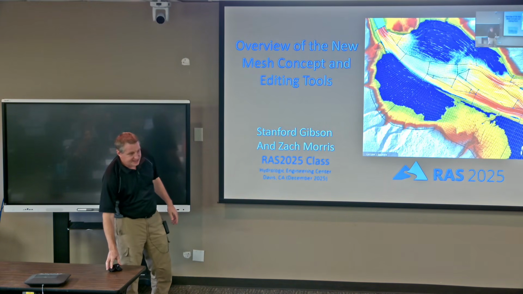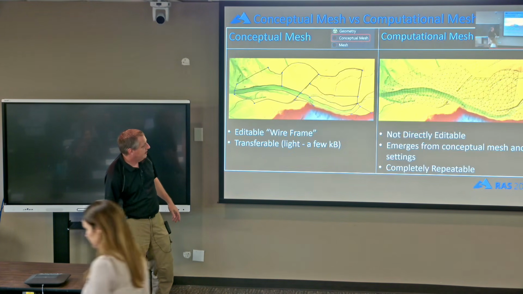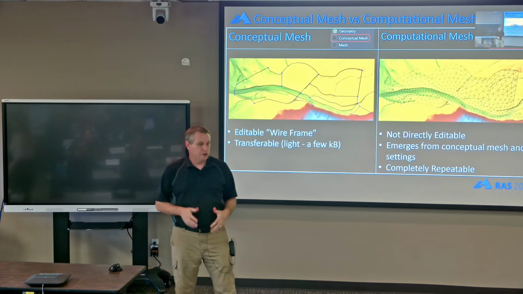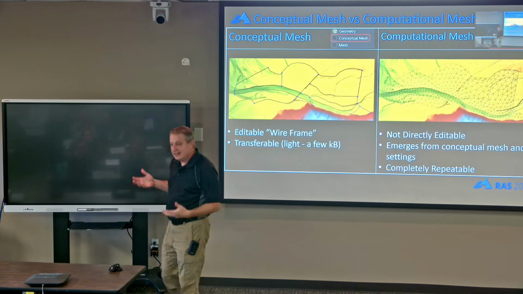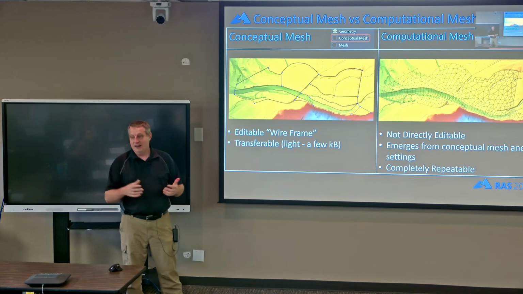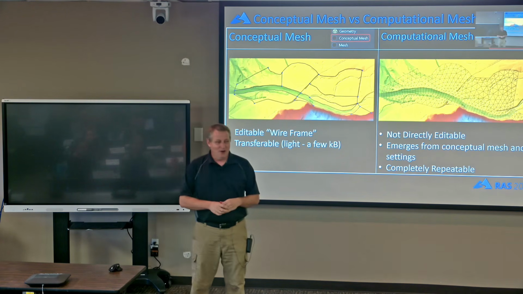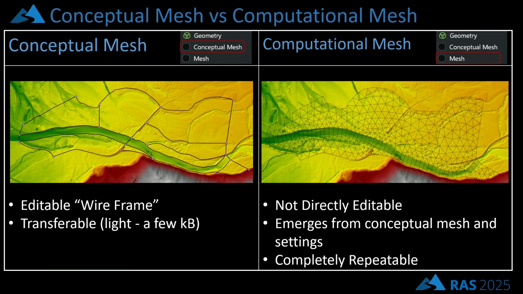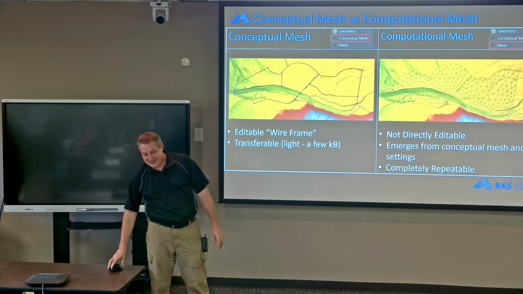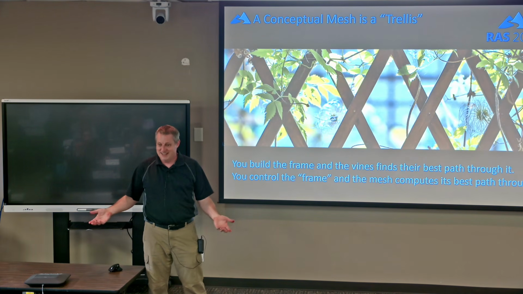The basic idea is that your mesh has two parts. Your mesh has what we call a conceptual mesh and a computational mesh, and you only get to touch one of them, all right? You only get to touch the conceptual mesh. And so the conceptual mesh, it's essentially a wire frame. I like to think of it as a trellis, all right?